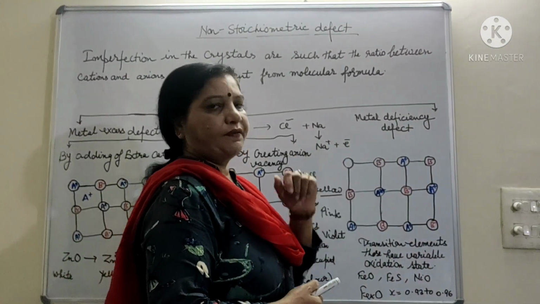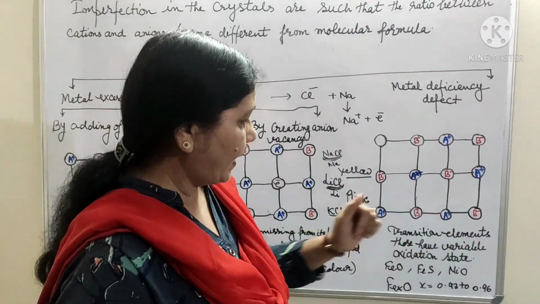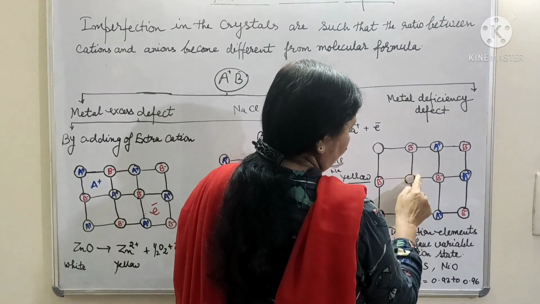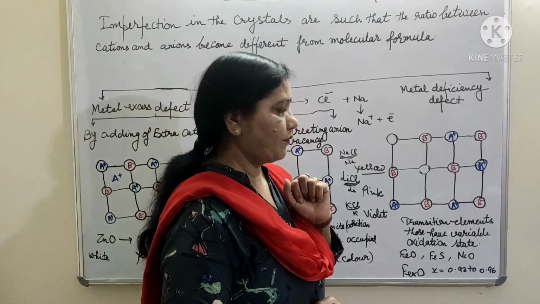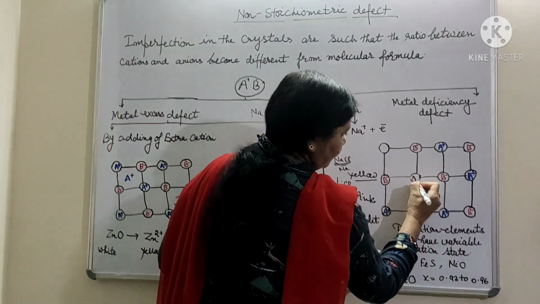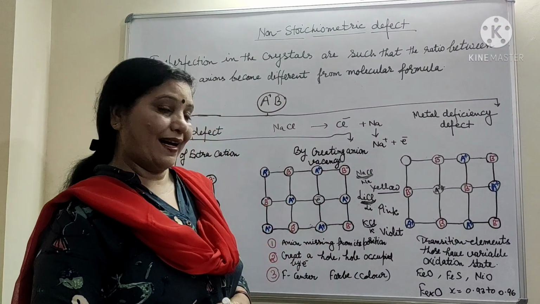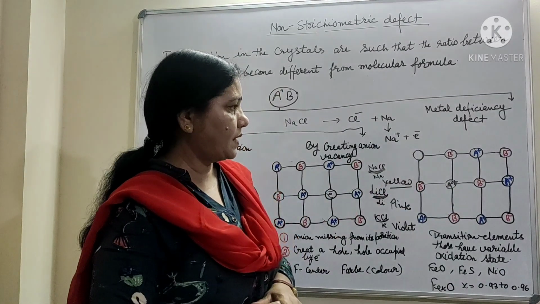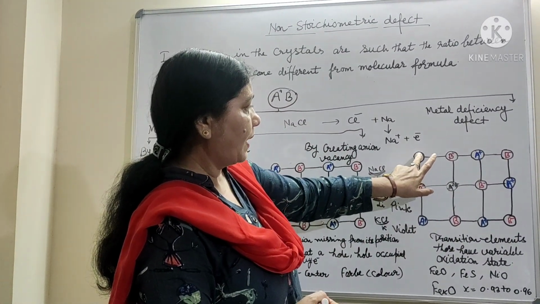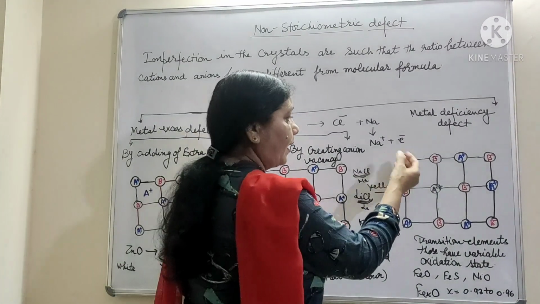Now the second type, metal deficiency defect. In metal deficiency defect, listen, this is found in the transition elements, those which have variable oxidation state. Suppose two cations go missing from here and from here, leaving their positions, and one cation which has two positive charge enters. It means electrical neutrality is maintained, because when one positive charge is missing and one cation having two positive charge enters, electrical neutrality is maintained. But here there is vacancy of metal, it means there is deficiency of metal. One atom came, so one hole remained, so there is a shortage of metal here.